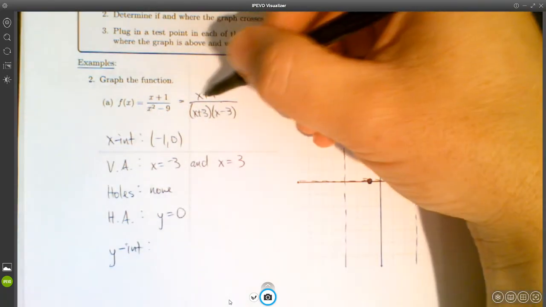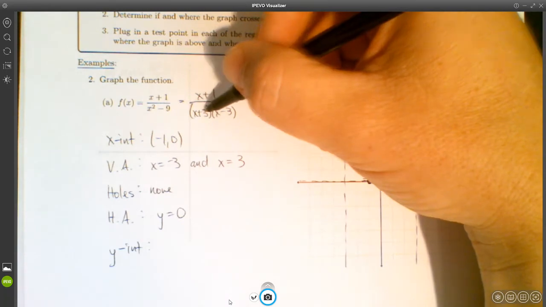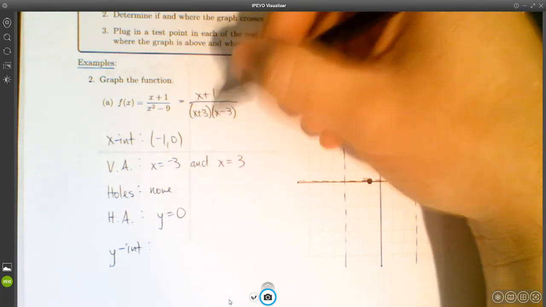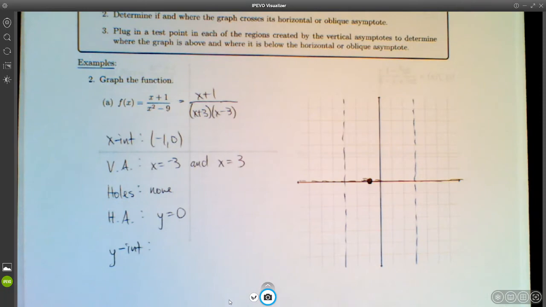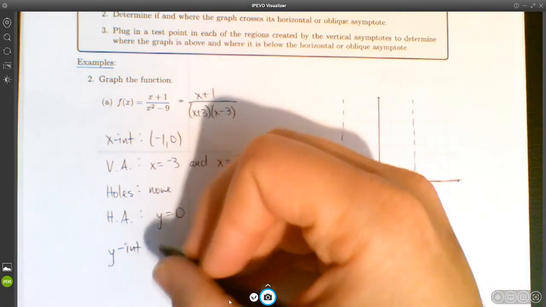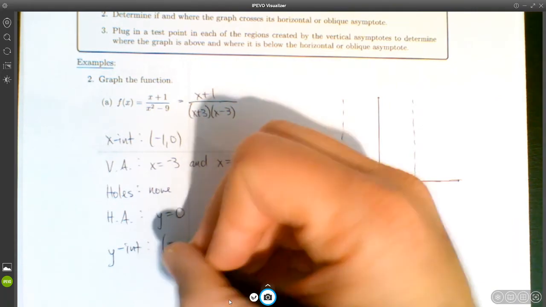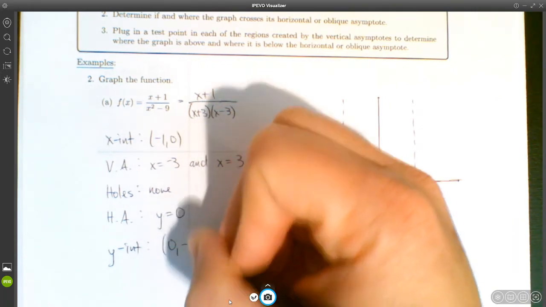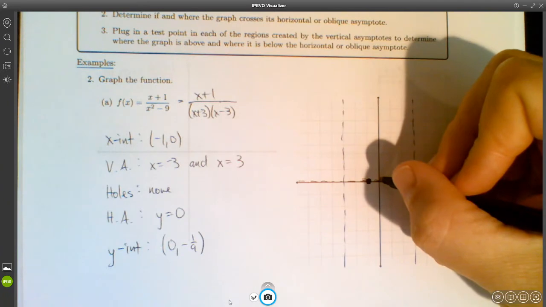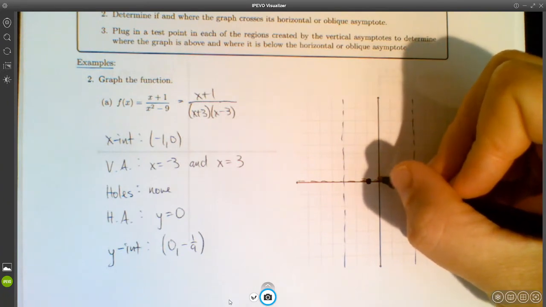And if we do that, we get 1 over 3 times negative 3. So 1 over negative 9. Wow. So negative 1/9. So the y-intercept is at the point (0, negative 1/9). Oh, that's really tiny. It's like right here. (0, negative 1/9).